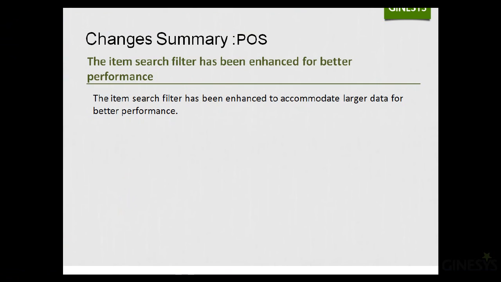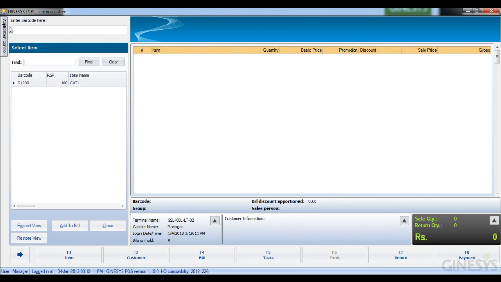The next thing that has been done is the item search filter has been enhanced to accommodate larger data for better performance. So this is what the select item screen looks like right now. We can give in a barcode, I mean, we can actually give any kind of search criteria here. It will work something like the like statement, and we'd be able to preview a huge amount of data, and this has mainly been incorporated in order to improve performance. So that's the other change.